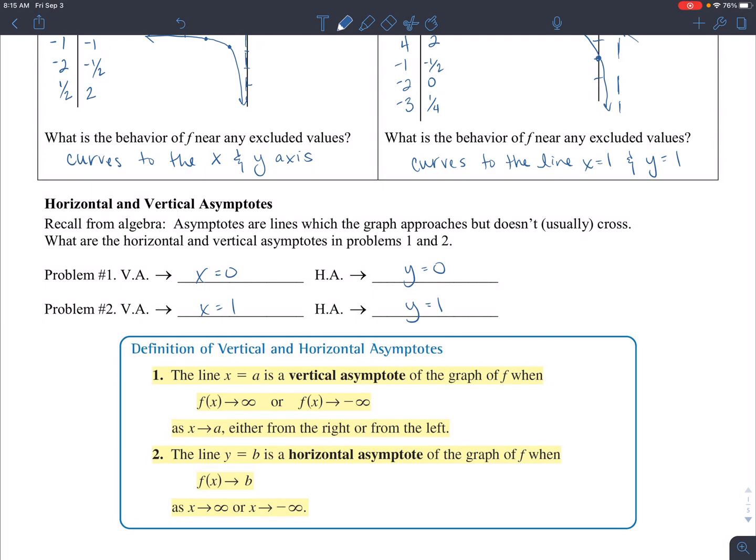And then we have the formal definition here of a vertical and a horizontal asymptote, whereas the line x equals a is a vertical asymptote of the graph when the function goes to positive or negative infinity as x gets closer to a from the right or from the left. The line y equals b is a horizontal asymptote of the graph when the function approaches b as x goes to positive or negative infinity.